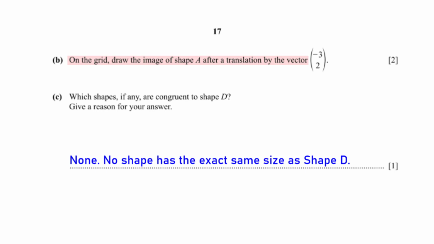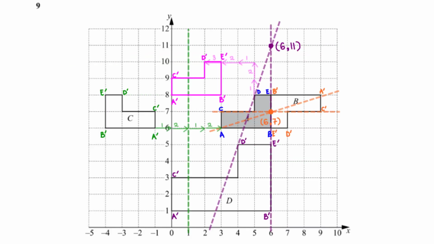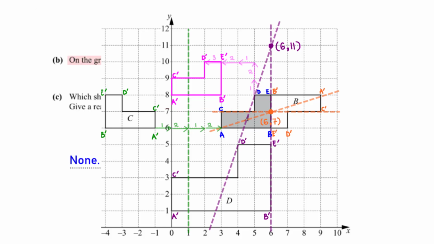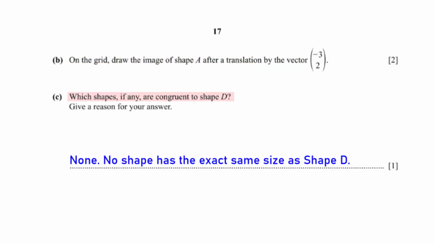For this translation, the translation vector dictates that we move each of the vertices of shape A 3 units to the left and 5 units upwards. On the diagram, the movement for point D has been shown. After repeating the same process for all the other points as well, we are able to map out the translated image of shape A. Which shapes, if any, are congruent to shape D?